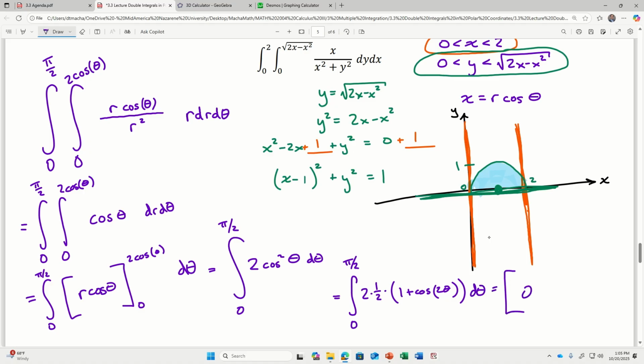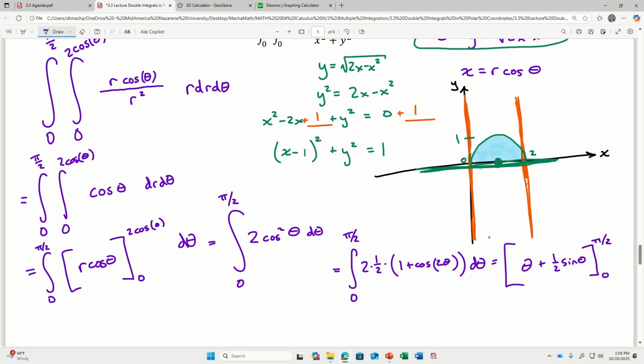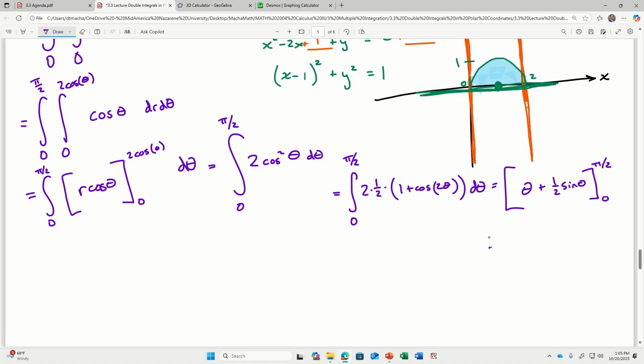Okay, now the antiderivative will be theta plus 1/2 sine 2 theta, evaluated at 0 and pi over 2. Theta will become pi over 2. And what's sine of pi over 2? You're right, thank you. What's sine of pi? 0. And sine of 0 is 0. So I guess the answer is just pi over 2. Good catch, Carter.